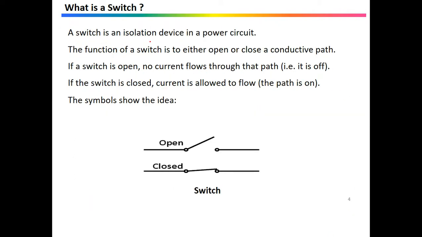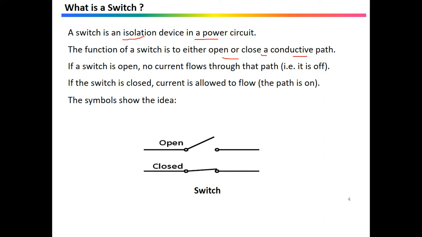A switch is an isolation device, and it is used in power circuits. I think you have seen both the fuse as well as the switch. A normal switch is what we use to operate a fan or any equipment at our home, ACs and geysers, etc. And the function of a switch is to either open or close a conductive path.